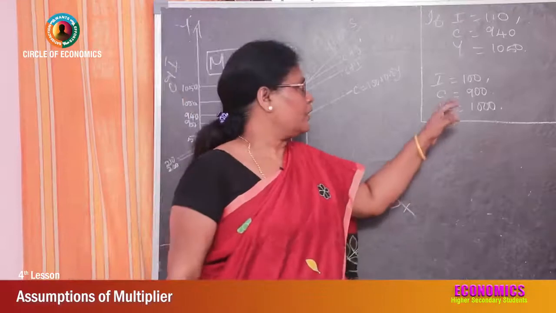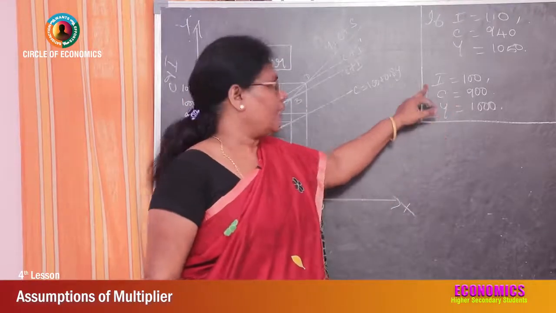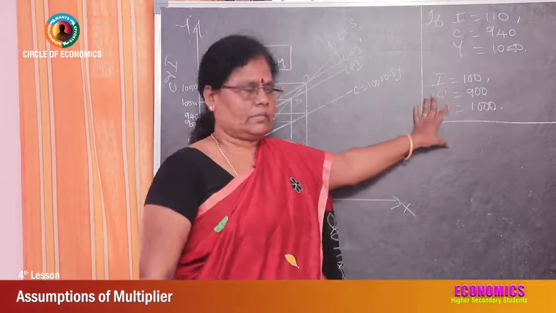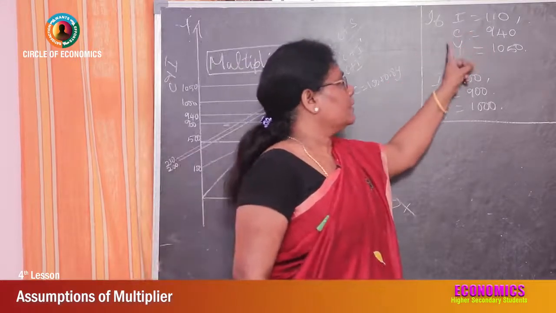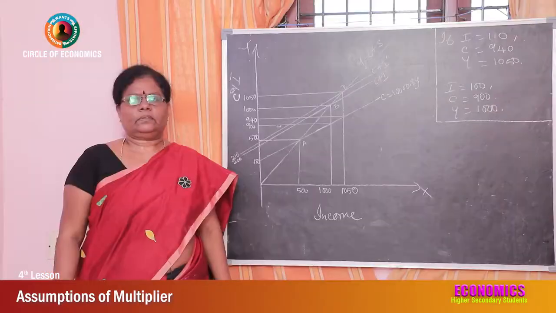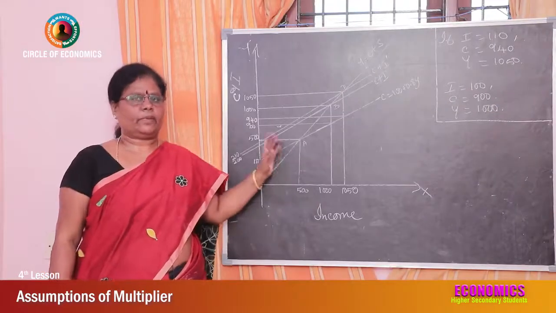Now we know how we got this C and Y, isn't it? If I is equal to 100, what is C? 900. What is Y? 1000, isn't it? If I is equal to 110, C is equal to 940, Y is equal to 1050. Diagrammatic explanation for multiplier.